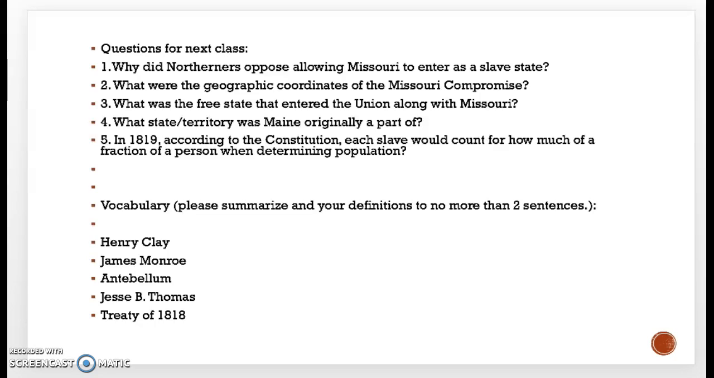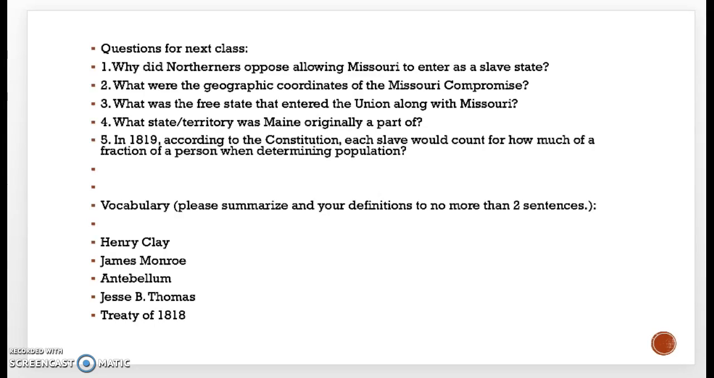And as far as the vocabulary, please just summarize your definitions, no more than 2 sentences. Don't get carried away, because the 15 minutes of class will be eaten up pretty quick if you're writing an epic saga about each one of these topics. So please just limit it to 2 sentences.